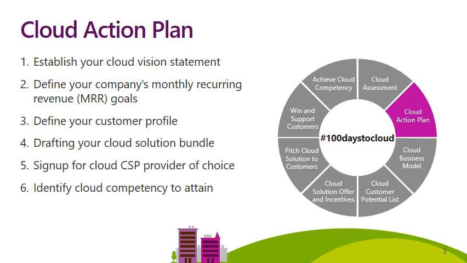An action plan consists of establishing your cloud vision statement, defining your company's monthly recurring revenue goals, defining your cloud customer profile, drafting your cloud solution bundle, signing up for a cloud CSP provider of choice, and identifying your cloud competency to attain. I will briefly go through each step and let you know what worked for my company in our journey to cloud. These steps will also set the foundation for your journey and help you focus on the key elements for your success. So let's get started.